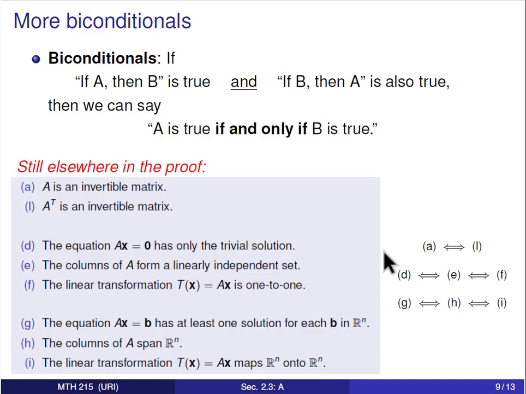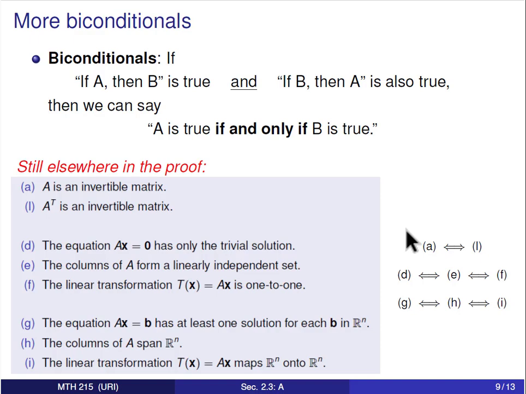Okay, now again, we're not going to dive into the details of the proof, but if you look in the textbook at the paragraphs of the proof, you'll see that these statements here are all linked in this way. Statement A is true if and only if statement L is true. Statements D, E, and F all imply each other, or E implies both of the others, and each of the others implies E. And similarly, H implies G and I, and I and G each individually imply H. So these are examples of what we call if and only if statements.